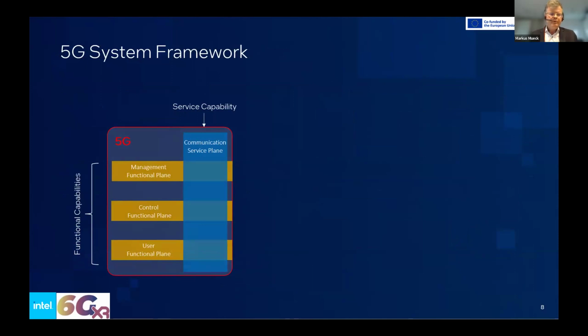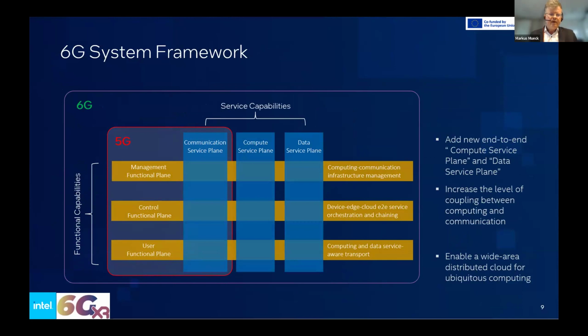And again, looking at that from where we are and where we want to go, in current 5G systems we have certain functional capabilities, starting with the management functional plane, the control functional plane, and the user functional plane. But we are really only providing a single service, which is a communication service provided through the communication service plane. Now, our vision is that we are extending the services to be provided by adding compute services and data services, right? And compute services, of course, also include AI, ML processing services, but not only, they can also relate to more generic compute services. And this actually requires changes in the overall architecture.